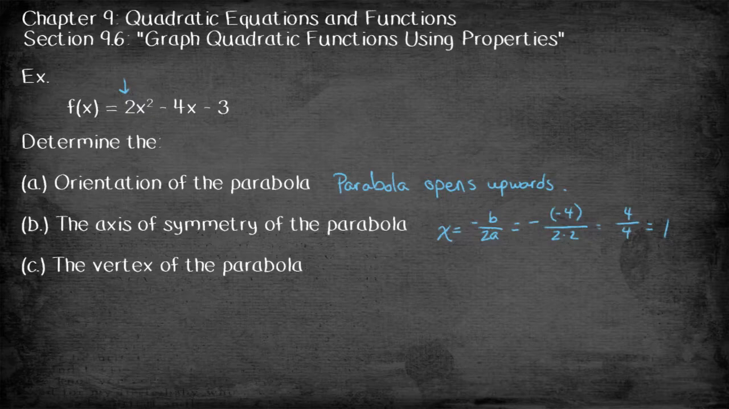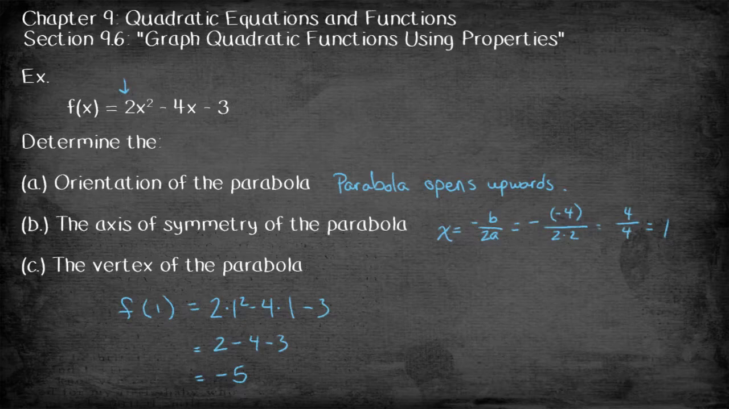And now the vertex of the parabola, we just have to plug in the x value that we got for the axis of symmetry. So we get that the vertex of the parabola is (1, negative 5).